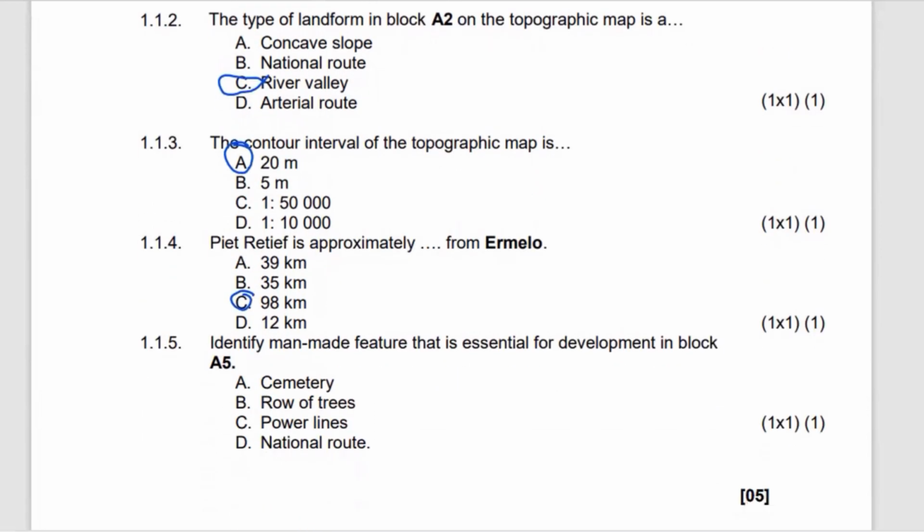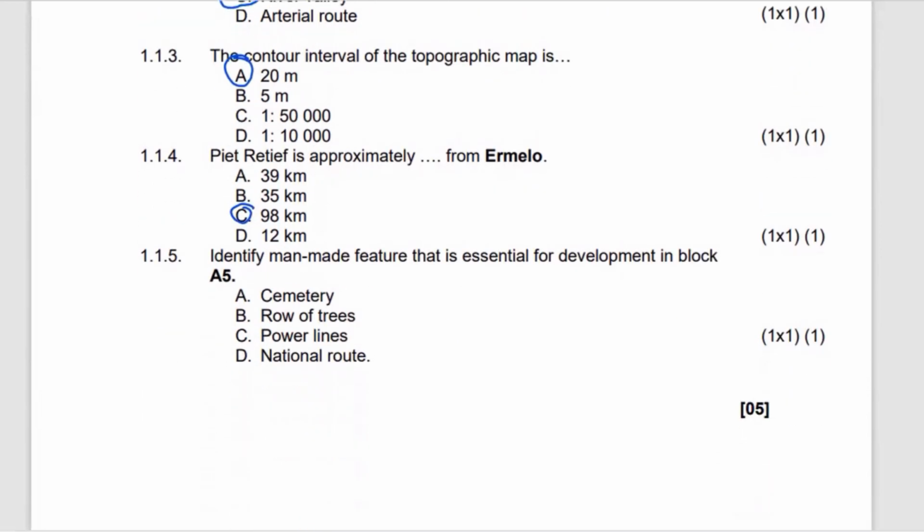Identify the man-made feature that is essential for development in block A5. Okay, we have a cemetery, row of trees, power lines, national road. So here the answer is power lines.